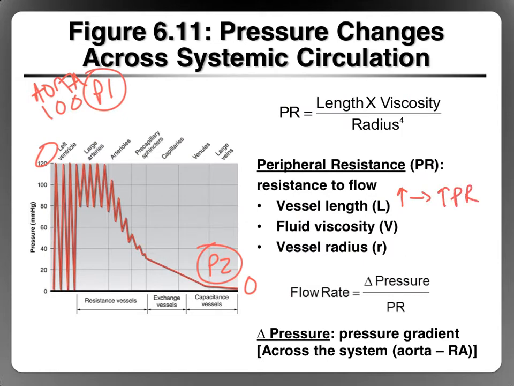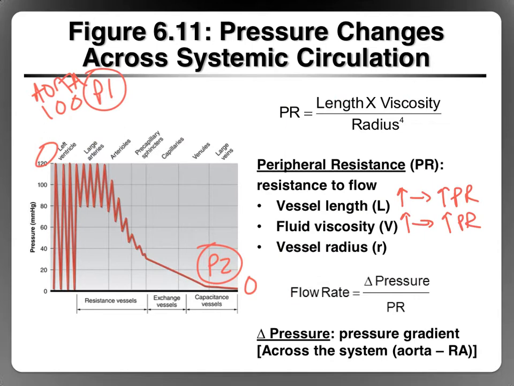Then we have viscosity. Viscosity is the thickness of the fluid going through the vessel. In our straw example, if you are sucking water through a straw, it's fairly easy to move that water. But if you're trying to drink a thick shake, the fluid in that straw is very viscous, and increased viscosity results in more resistance to flow, which makes sense, right?